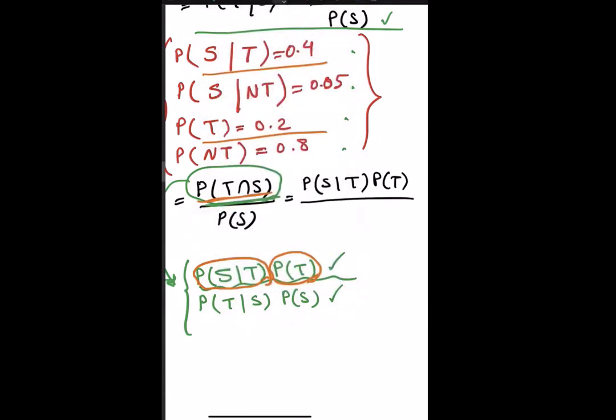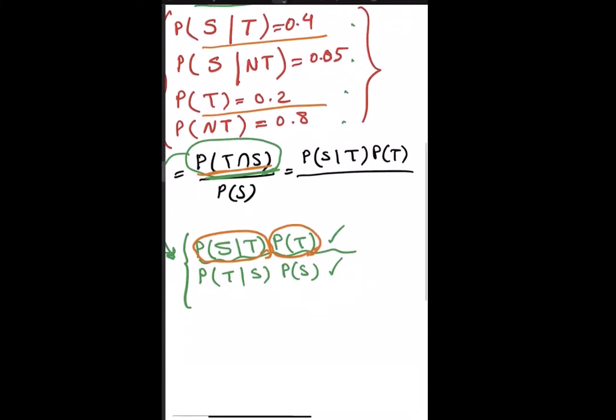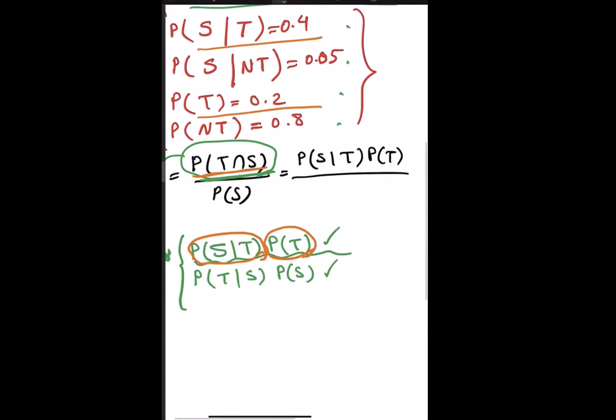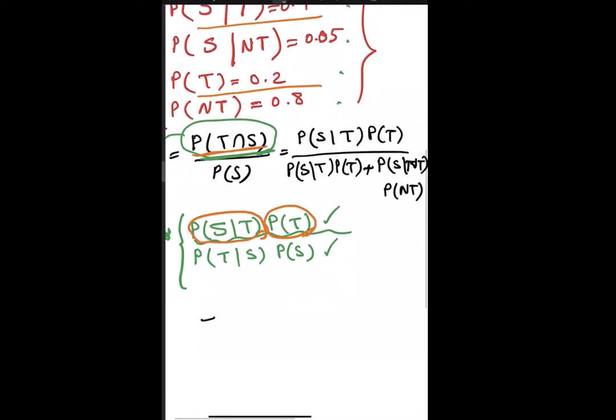How can I rewrite the denominator? Probability of S. Remember, guys, I told you it is the summation of all the parts of S. So S given T times T, and S given T not times T not. And that's it.